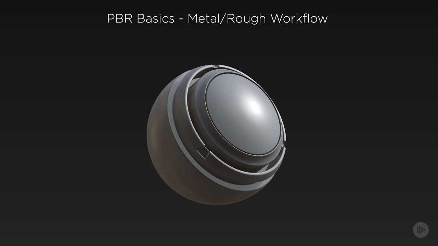Here's a basic shader ball. This is comprised of different channels. These channels are base color, roughness, metallic, normal, and height. So all these channels work together to give the result shown on screen. Now let's go through each of them so we can understand how the values play with one another.